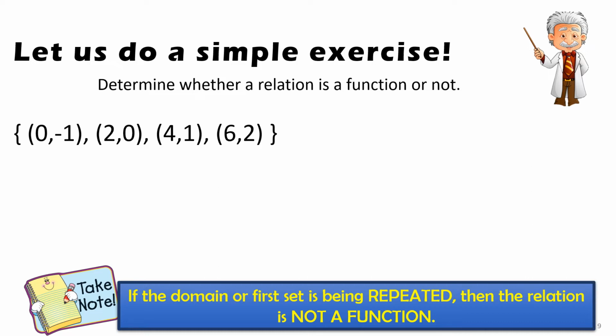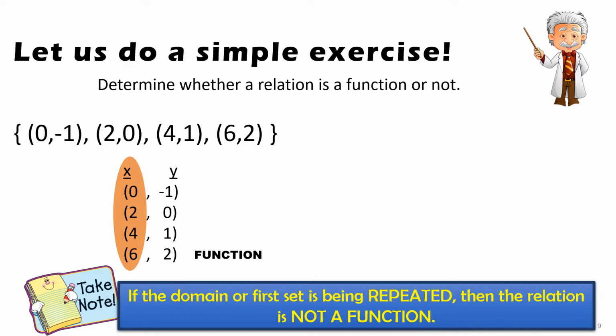Okay, now, para mas madali, let us make this set of ordered pairs vertically. Okay, so here are our x values and y values. Now, what can you observe from our x values? Is there a specific number that is being repeated? Okay, wala. So meaning to say, this is a function since in the domain or the first set, there is no repeated number.